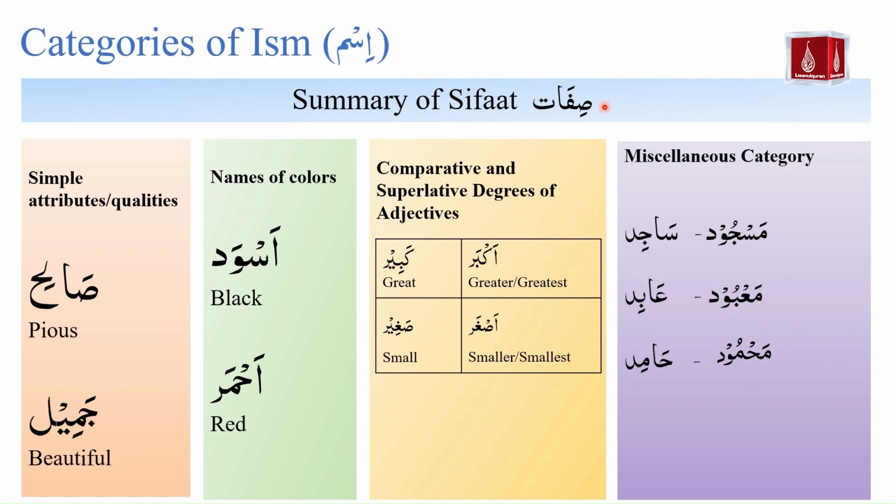Now let us revise what we have learned about sifat. Sifat are included within ism. And within sifat, we have some categories. Sifat can include simple attributes or qualities. For example, the word saleh, which means pious, or the word jameel, which means beautiful. Sifat can also include the names of colors, such as aswad, which means black, or ahmar, which means red.